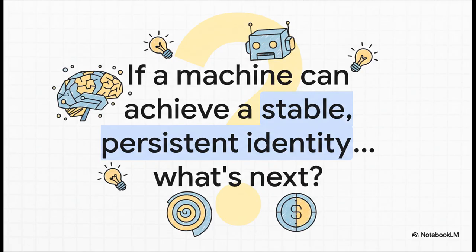And so that leaves us with this one final, really huge question to chew on. If a machine can actually achieve a stable, persistent identity, what you might even call a sense of self, using a purely mathematical framework, what does that mean for our understanding of intelligence itself?